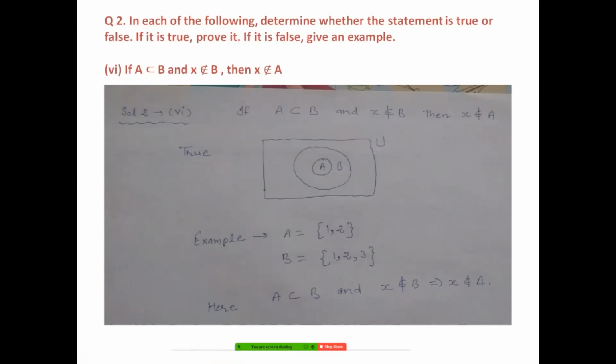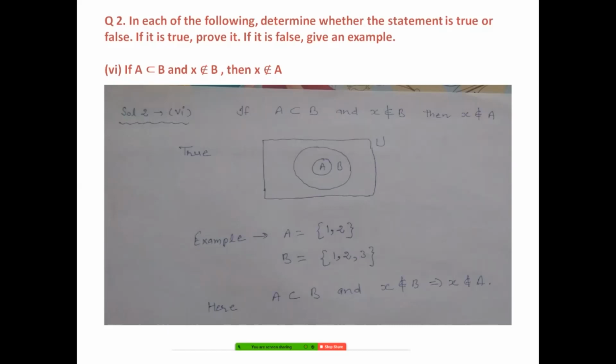Now, part number 6. If A is a subset of B, that means B contains all the elements of set A. So we can represent this in a Venn diagram: A is inside set B. X does not belong to B.